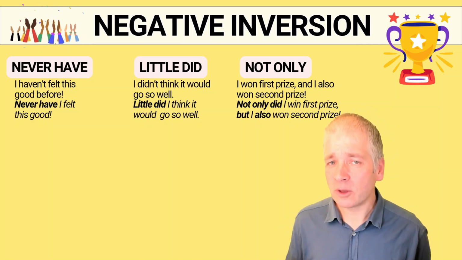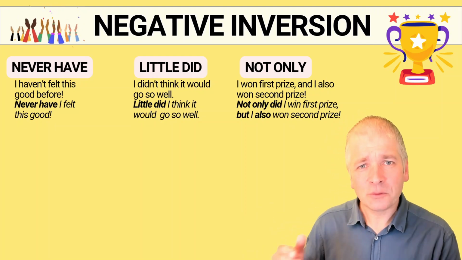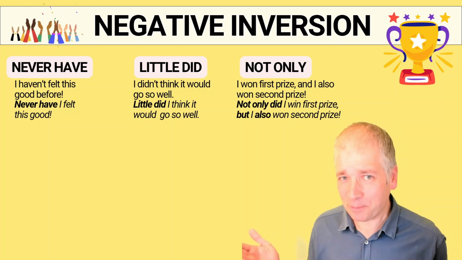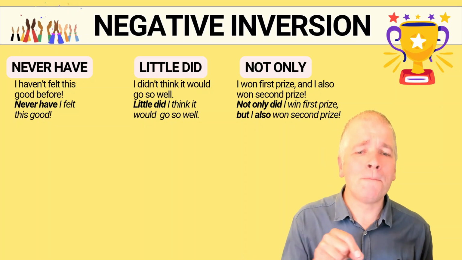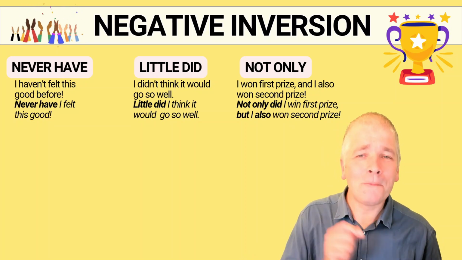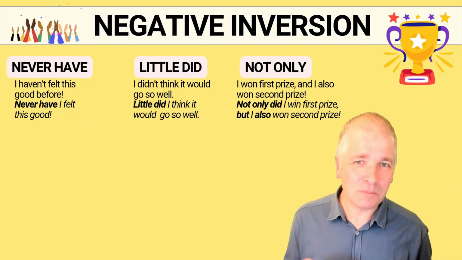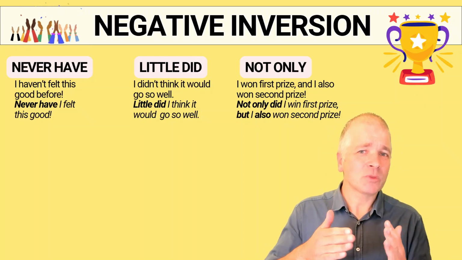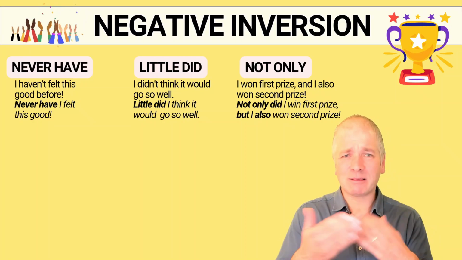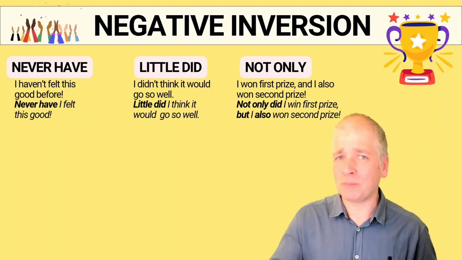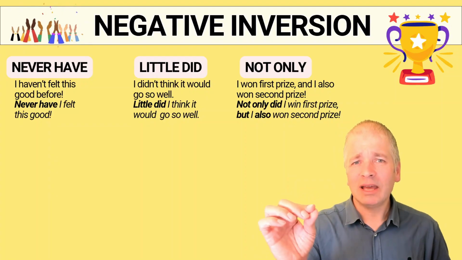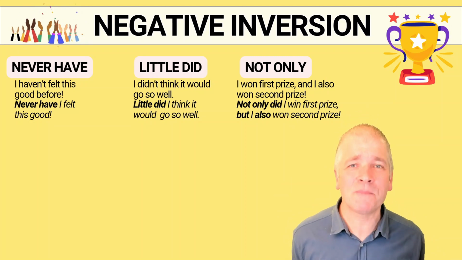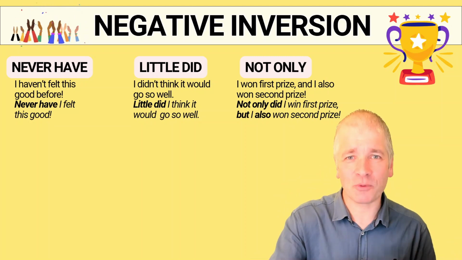But in the second clause, to introduce the second factor, the factor that carries on from the first, perhaps the factor which is even more of a surprise, we introduce that with but, then subject, then also. But I also won second prize. And this is a very common English structure when two things happen that you want to emphasize or make an exclamation about. It could be two negative things, it could be two positive things, and the second one is perhaps even greater than the first. Not only did I win first prize, but I also won second prize. Who would have thought I would win two prizes?